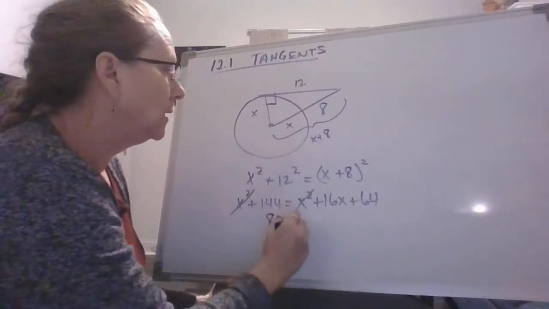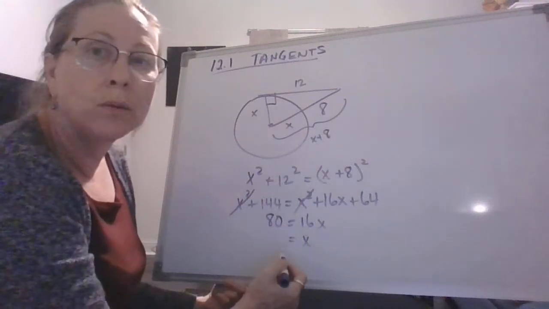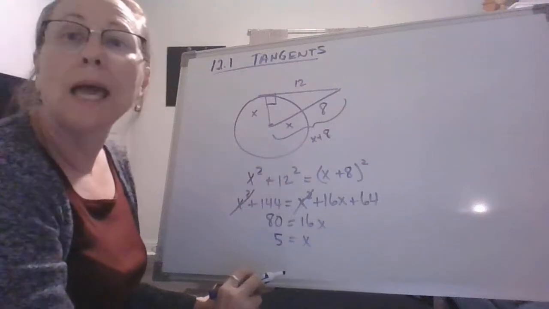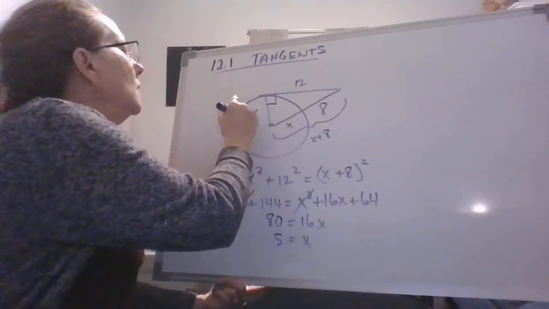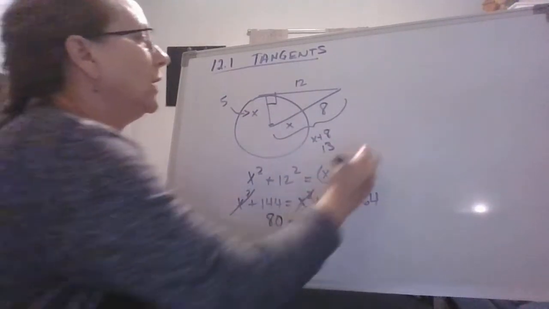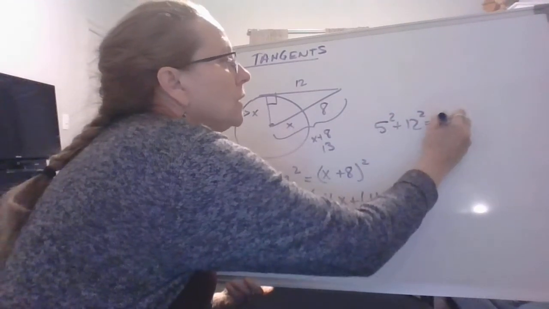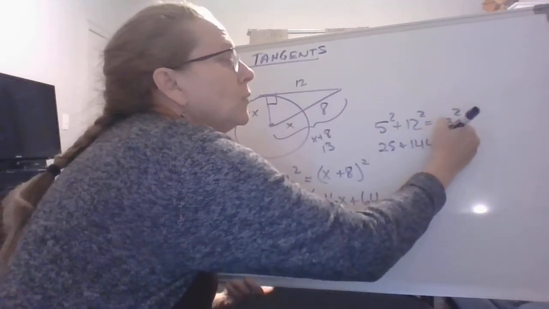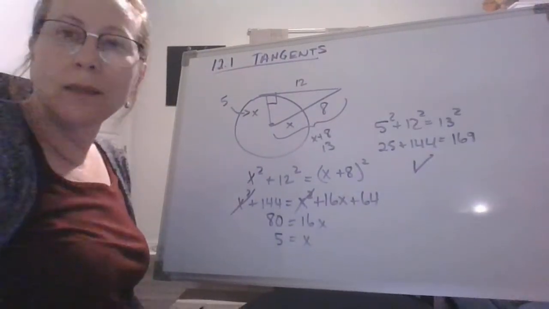And then we find out that 16 goes into 80 5 times. Yes. And so x is 5, which will make sense, because if this is 5 and this is 13, does 5 squared plus 12 squared equal 13 squared? And yes, it does. 25 plus 144 is equal to 13 squared, which is 169. So big check, that works.